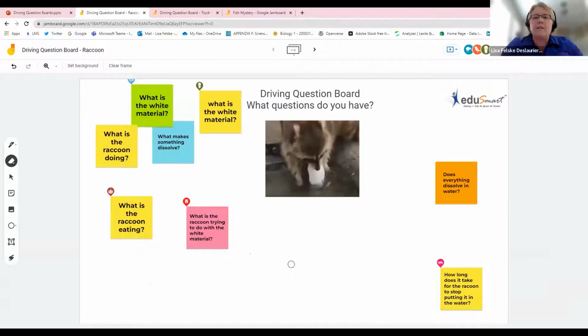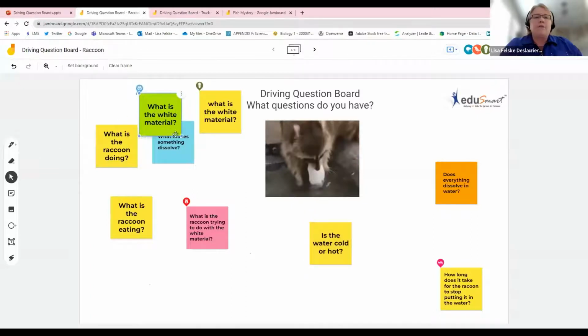Good questions. But the idea behind a driving question board is you want it to lead to a lab, a scientific investigation. And so even though some of these are good questions, oh, here's a good one. Is the water cold or hot? I think some of these are on top of each other. Nope, I'm going to move some of them around just so we can see.